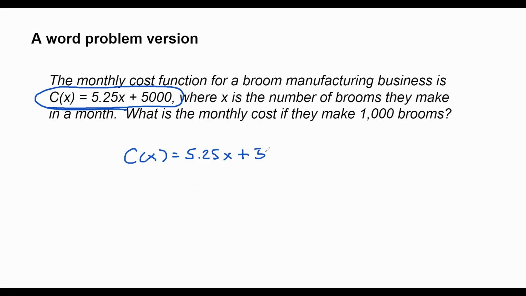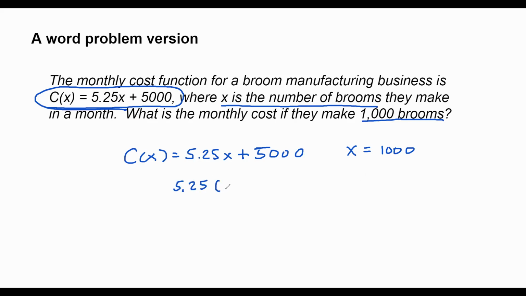So because of what we just went through, you realize that what we need to know is the value of x. If we're going to use this function, we need to know the value of x. x is the number of brooms that they make in a month. What is the monthly cost if they make 1,000 brooms? So all of these words basically gave us this function and told us that x equals 1,000. So now we're in business.